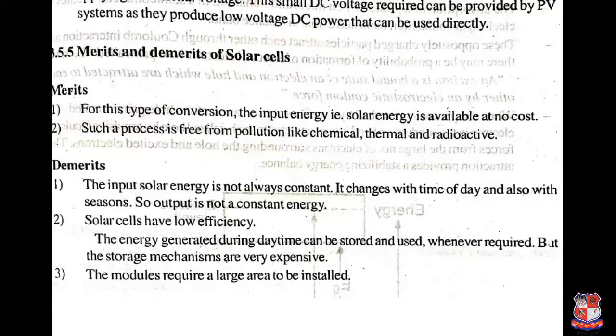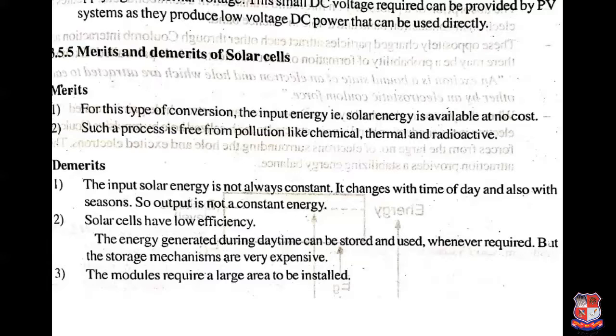Now lastly we will discuss the merits and demerits of solar cells. So first of all we will discuss merits. Number 1, for this type of conversion the input energy is solar energy available at no cost. Second merit, such a process is free from pollution like chemical, thermal and radioactive, so it is a completely non-polluting device.